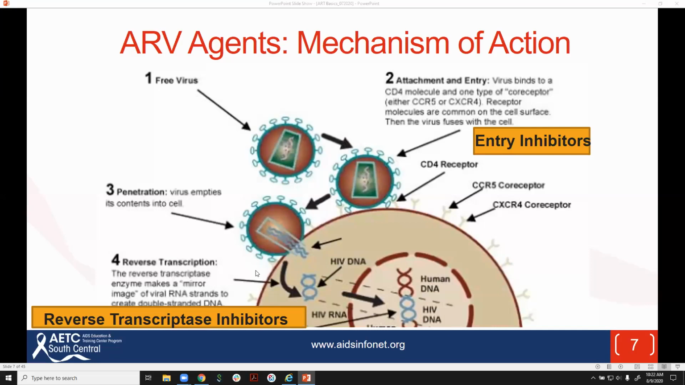And the reverse transcriptase enzyme is really absolutely key. We'll talk a bit more about it because it's so important in the life cycle, and also important when we're thinking about mutations that may lead to drug resistance of some of our antiretroviral therapies. But there are two different classes of medications that block the reverse transcriptase, and those are the nucleoside reverse transcriptase inhibitors and the non-nucleoside reverse transcriptase inhibitors. And I'm going to go over those in more detail.